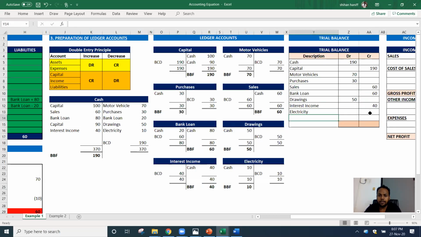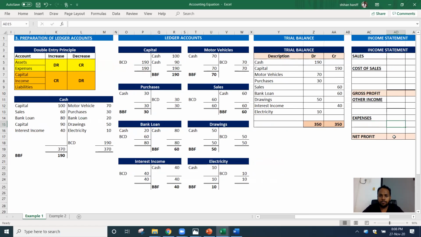electricity, debit 10. So you complete the trial balance. So the main purpose of this question is for you all to give a full picture. That's it, right? So later, one by one, I will be explaining all these concepts. Okay.